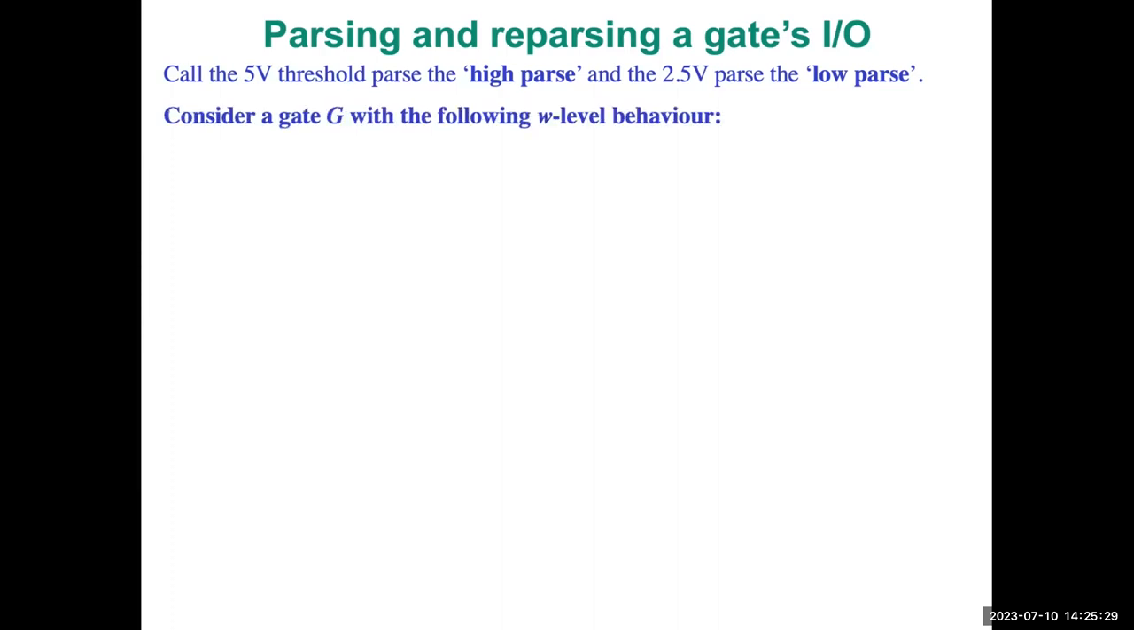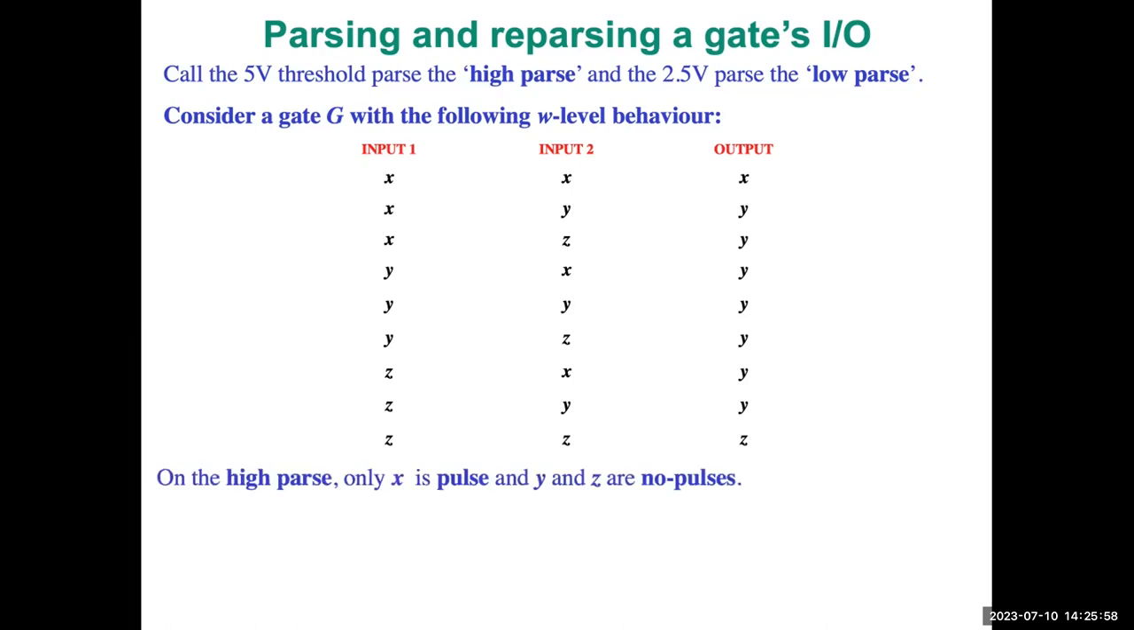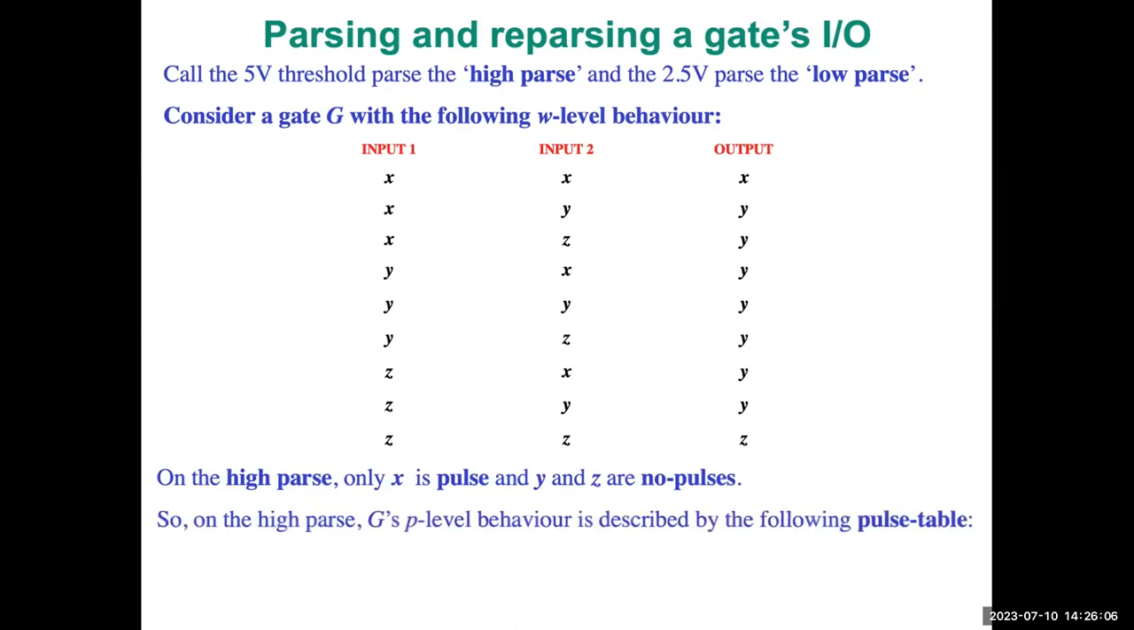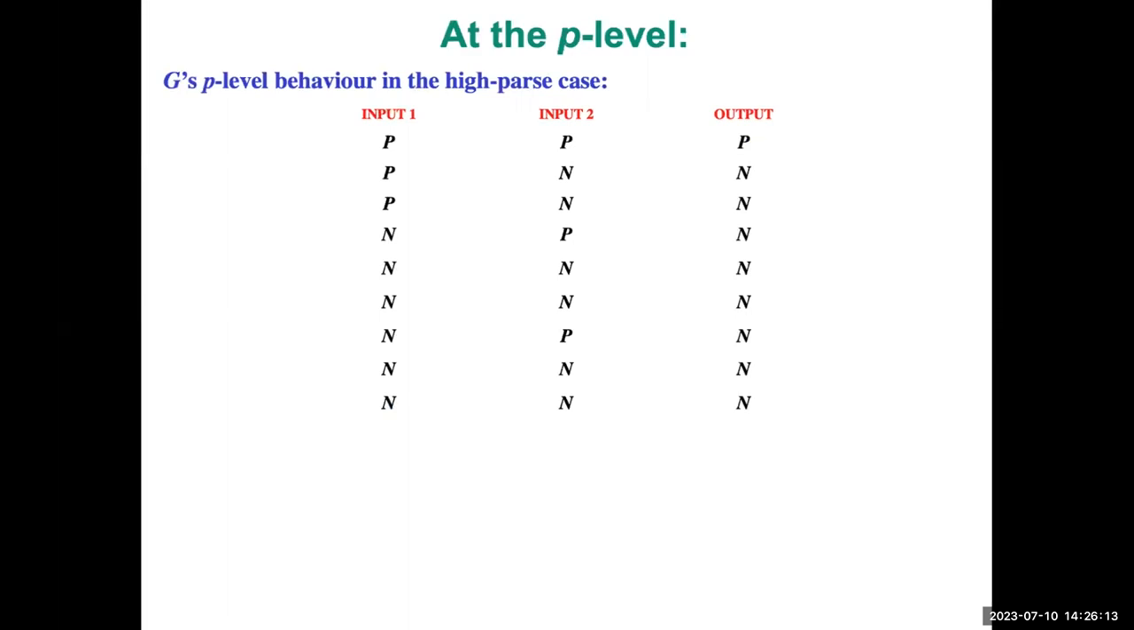So consider a gate G that has the following W level behavior. So there's its table. And this behavior is just hardwired into the gate. It's been designed to produce this behavior. If you look at the third line, for example, it says that if input one has a voltage in the X range and input two has a voltage in the Z range, then what goes out is a voltage in the Y range. And on the high parse, only X is a pulse and Y and Z are no pulses. So if we make those substitutions, on the high parse, G's pulse level behavior is described by this pulse table. That's what you get if you make the appropriate substitutions for X, Y, and Z for the high parse case.